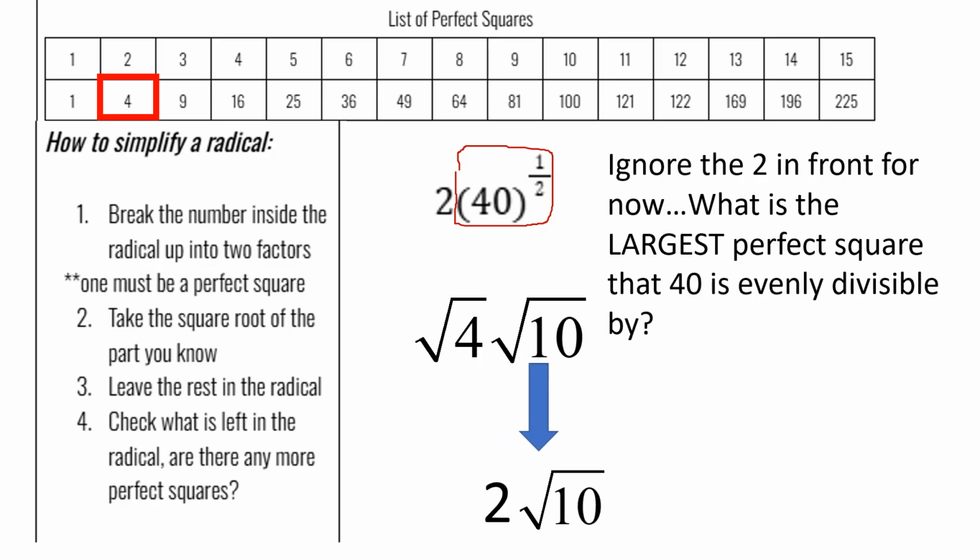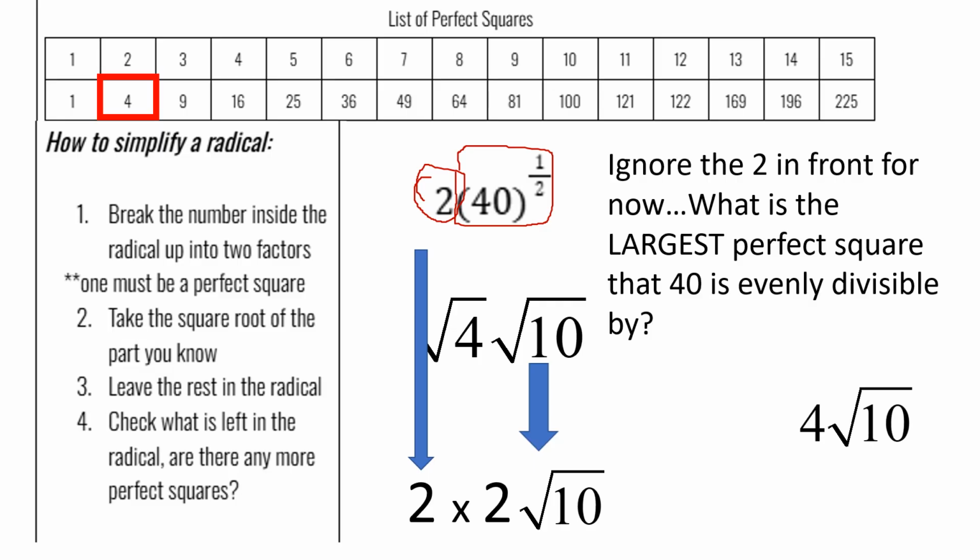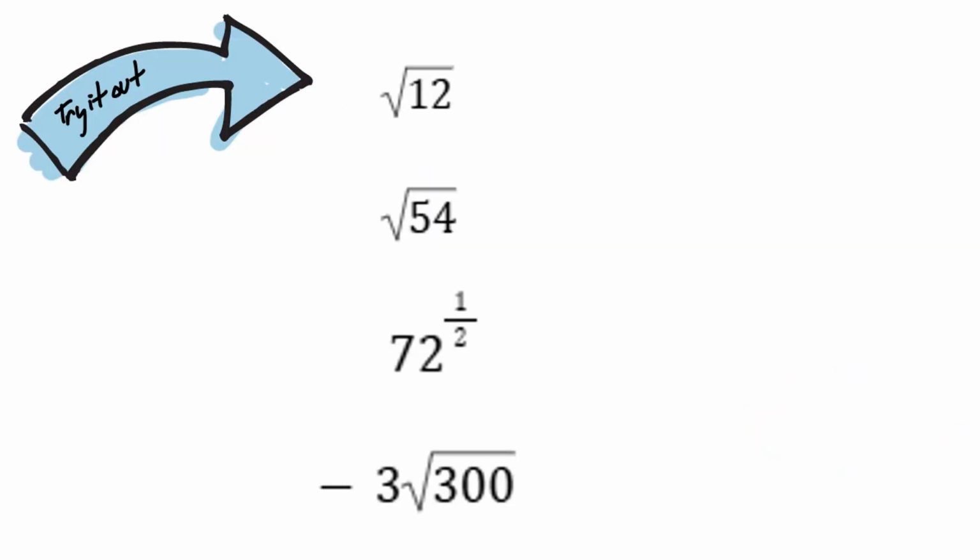But I can't forget that I had this 2 out here originally. So I'm going to bring that 2 down, and I'm going to multiply it with the 2 that is already there. So 2 times 2 is 4, so my final answer is 4 times the square root of 10. All right, why don't you put the video on pause and take a moment and see if you can simplify these 4, and then we'll go over them.